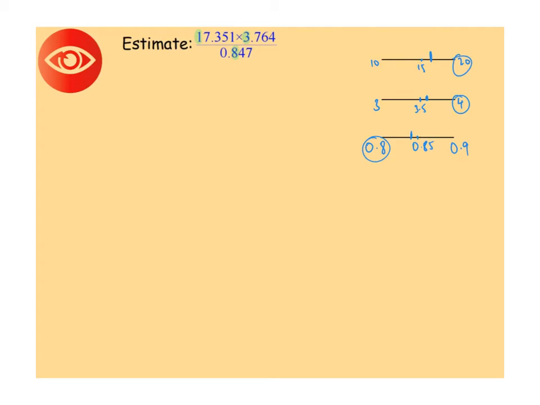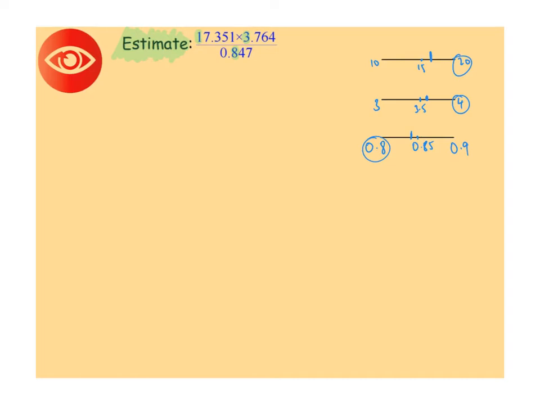So instead of the calculation, now here's a very common error. Students often fail to read the question. The question here is asking me to estimate. If I'm being asked to estimate, they do not want me to work these calculations out exactly. Multiplying 17.351 by 3.764 is hard work. It's very straightforward, you can do it in the grid method, but it's hard work and it would take a long time.